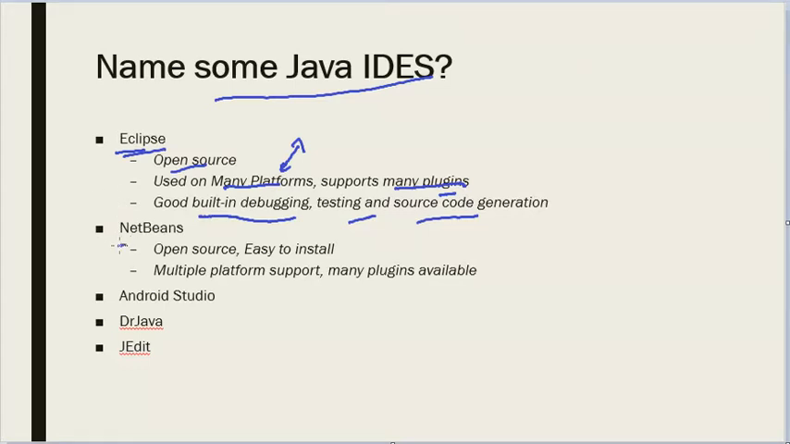Then there is one other very famous, easy to install IDE for Java, that is NetBeans. It's also open source, and it's also supported by many platforms, and it has also a plugin architecture, and there are many plugins available. Of course, Android Studio is also one. We normally write Android mobile apps on Android Studio, but this Android development is also mostly based on Java. So Android Studio is also one common IDE, I mean.